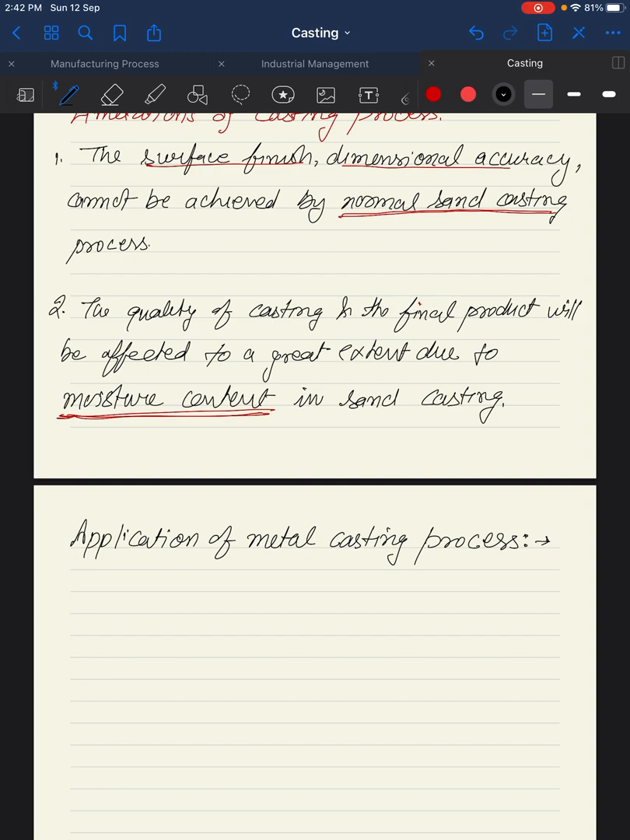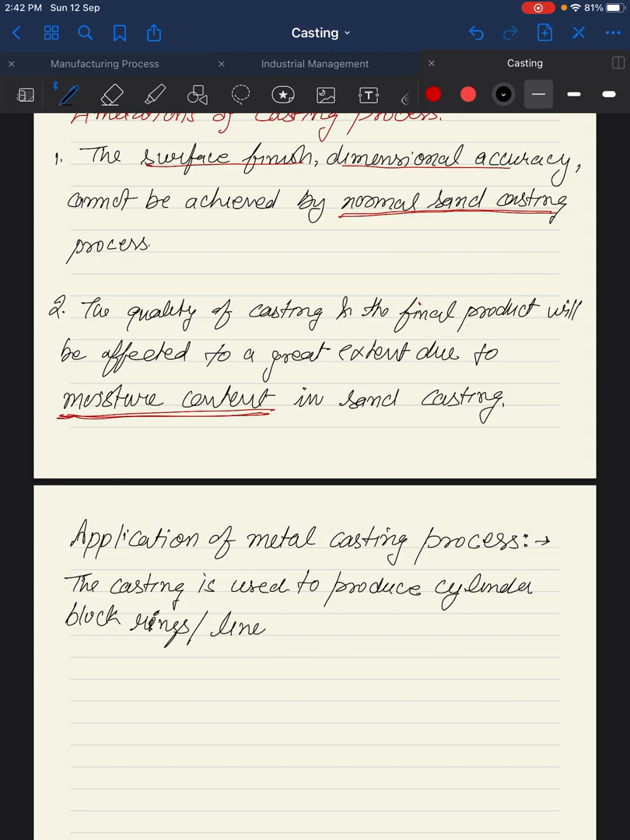Okay, the casting is used to produce slender block rings or liners, pistons, piston rings, piston ring valves, etc. in the automobile industry.